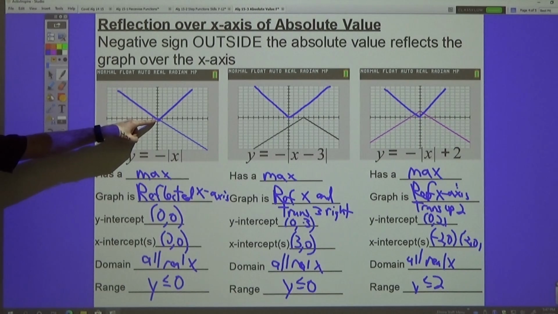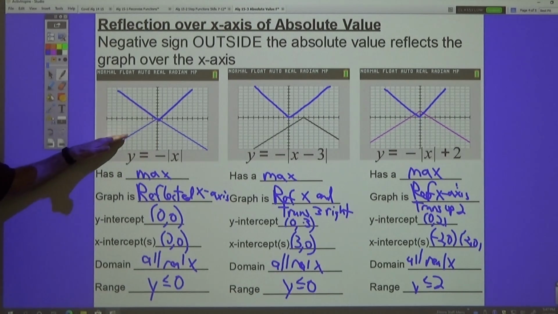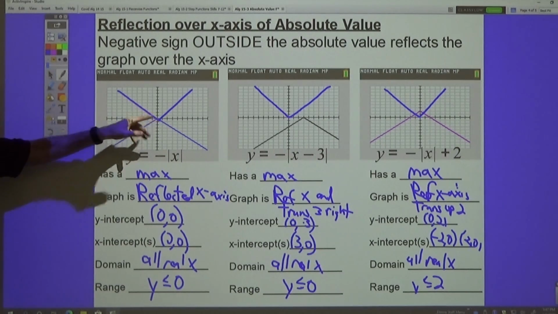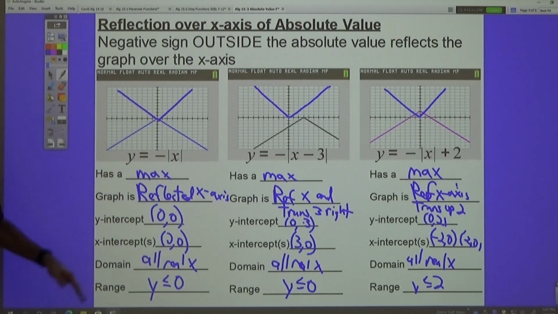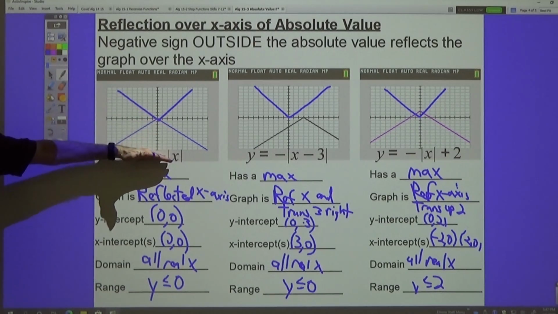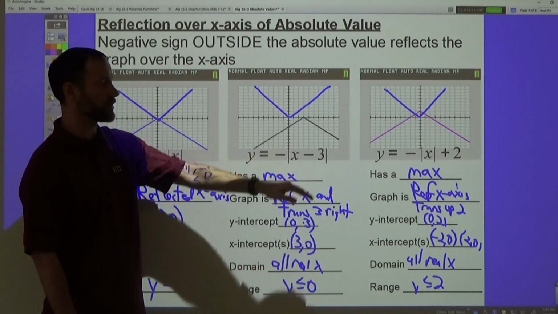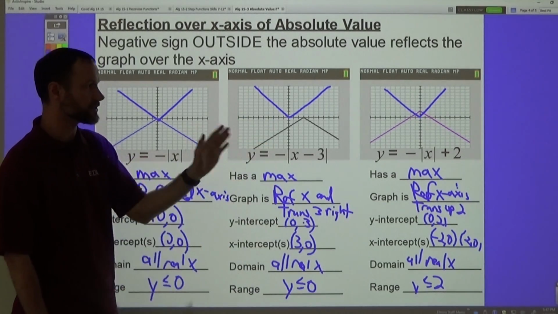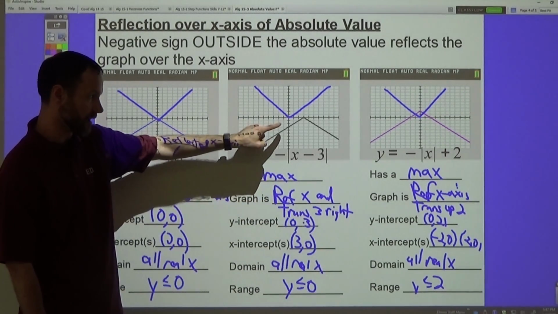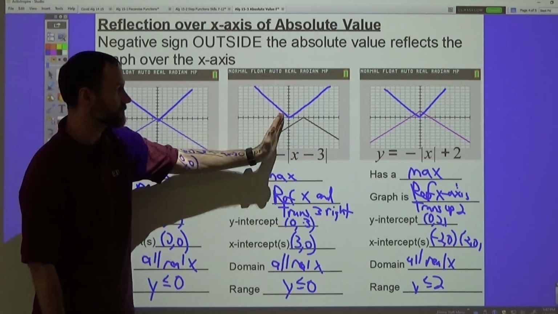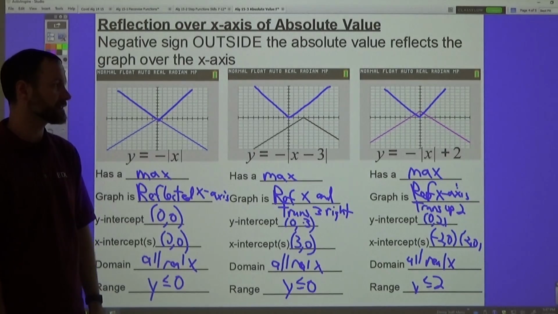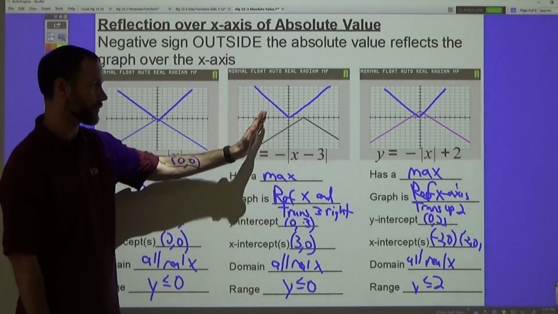Our y-intercept, looking at this bottom graph, is 0, 0. Our x-intercept is 0, 0. It goes forever in both directions, so all real x, and it's everything that's less than or equal to 0, because it's everything down below. On these two, we're doing a combination of things. We're not only doing a reflection, but we're also sliding it left or right or up or down. So it's that reflection, but it's also going over to the right. So it's a reflection over the x-axis and a translation of 3 to the right.